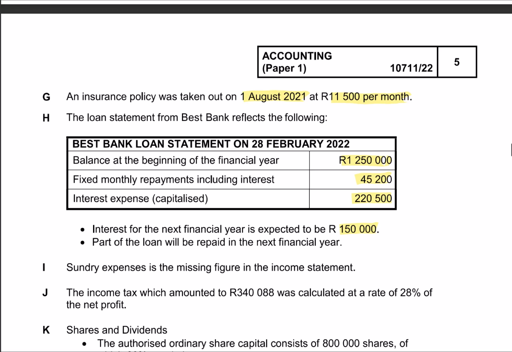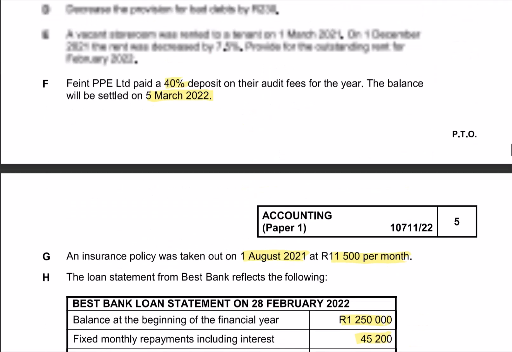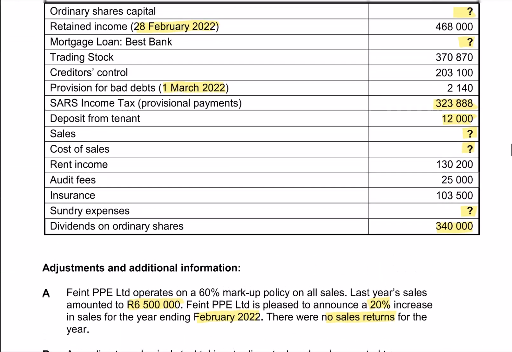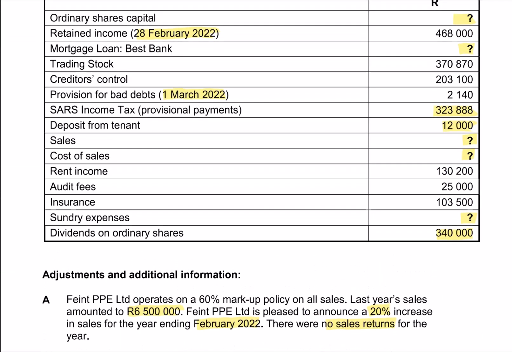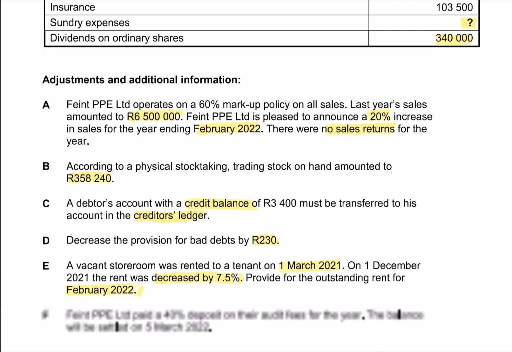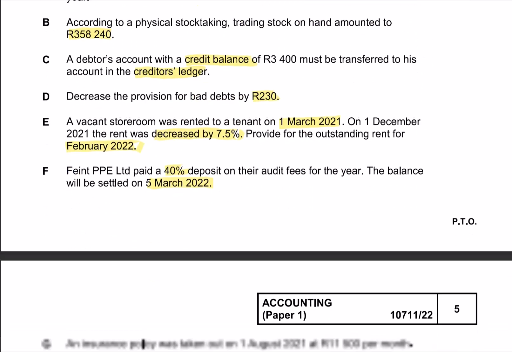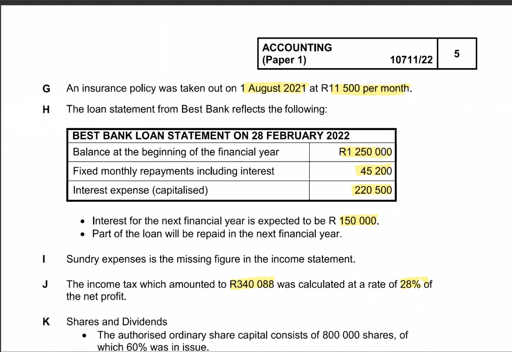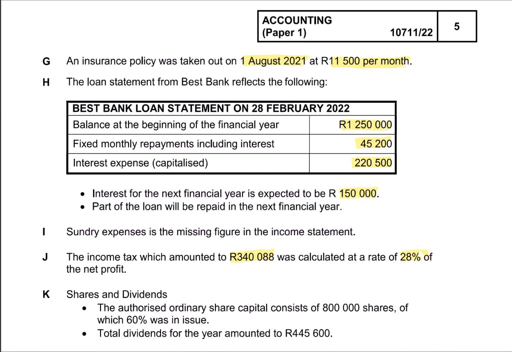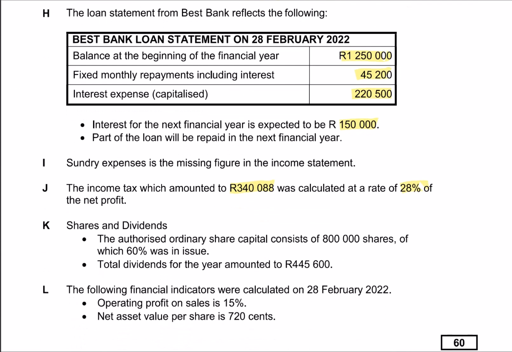Sundry expenses, the missing figure in the income statement. That's the balancing figure. The income tax, which amounted to 340,000, was calculated at the rate of 28%. So we are given income tax. This comes into effect when you look at the SARS provisional payment, right? So we are being told that income tax here is 340,088.